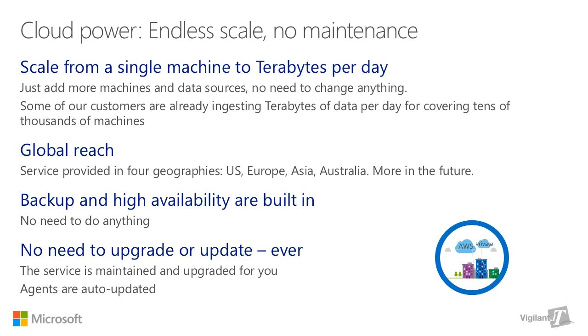With more regions than Google and AWS combined, Azure is generally available in 30 regions globally, and OMS is available in 4 regions right now: Australia Southeast, US East, West Europe, and Southeast Asia.